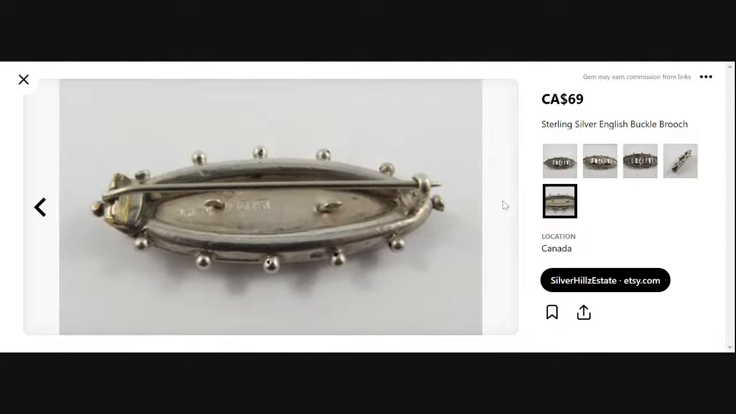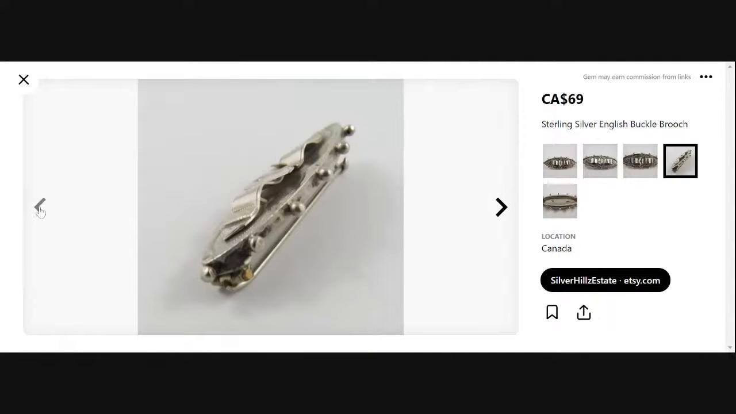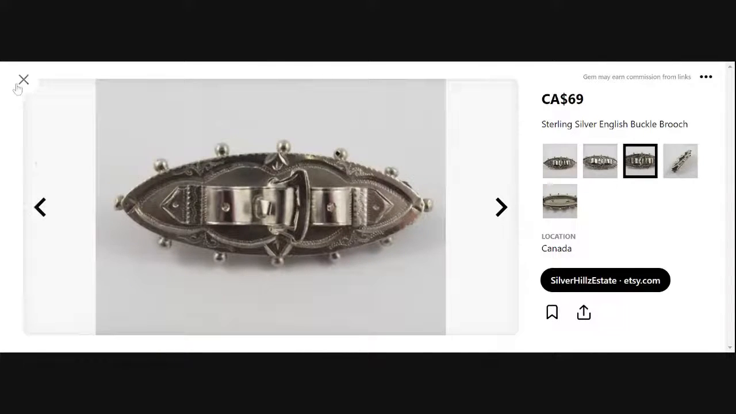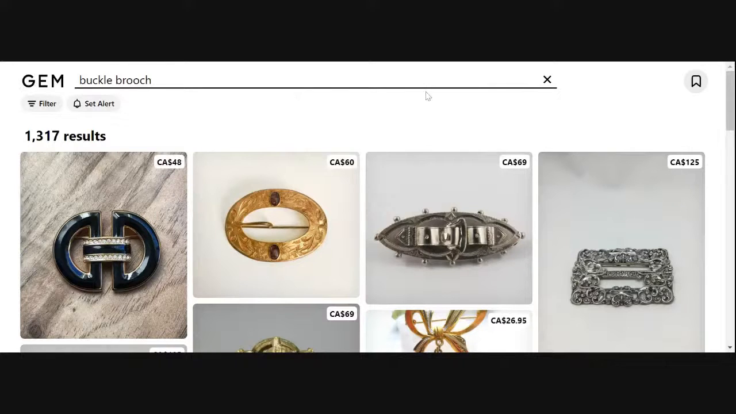And then there's the reverse. Now we can see almost the date marks on this, and I strongly feel that this is not just vintage, but rather antique. We do have our T-bar as well as just the C catch. But I was not able to zoom in close enough in order to see what this letter mark is. So I cannot say with certainty exactly where and when it was made. So this one is not a bad one for $69, which probably translates to roughly $48 or so USD for a sterling brooch. But we're going to keep looking as well.